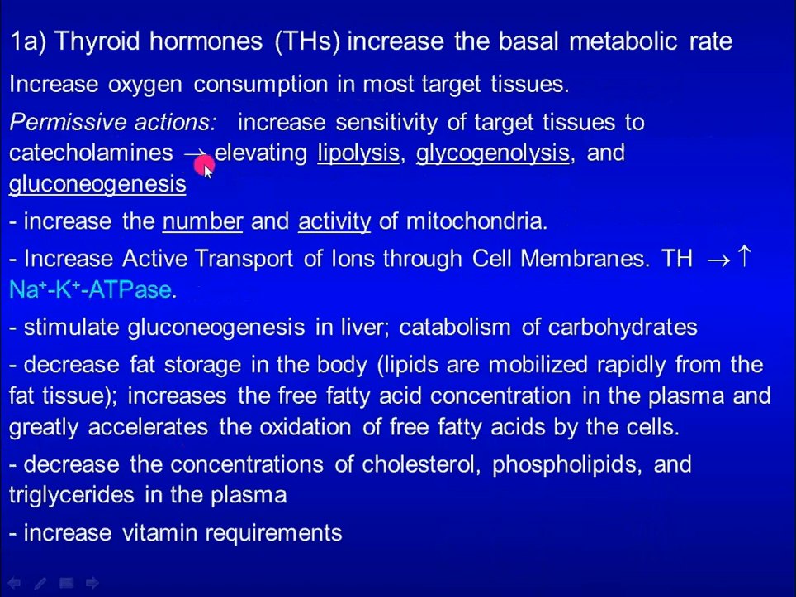As a result, they promote lipolysis, glycogenolysis, and gluconeogenesis. They increase the number and activity of mitochondria. They increase the activity of sodium-potassium ATPase and increase active transport of ions through the cell membrane. They stimulate gluconeogenesis in the liver and catabolism of carbohydrates in other tissues. They decrease fat storage in the body and increase beta oxidation of fatty acids.